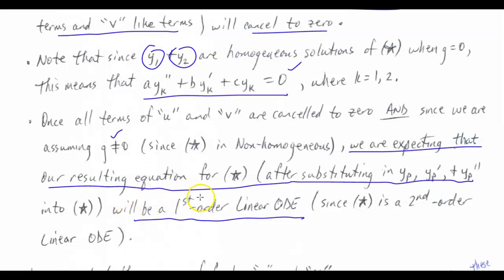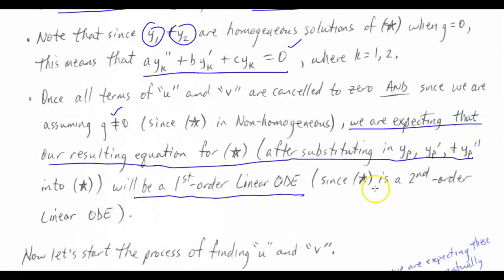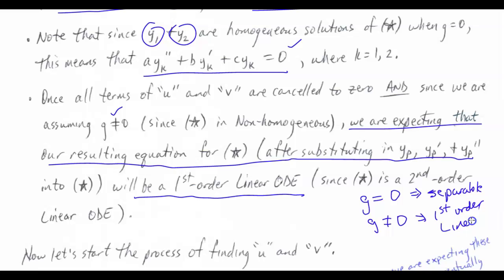Okay, and so whenever our g is equal to 0, we know that this situation here ends up being a separable equation, meaning that we can arrange all terms in terms of x and all terms in terms of y on one side. Whenever it is not equal to 0, then that's when it becomes a first order linear. And again, we're talking about the case where we're solving second order non-homogeneous linear ODEs.